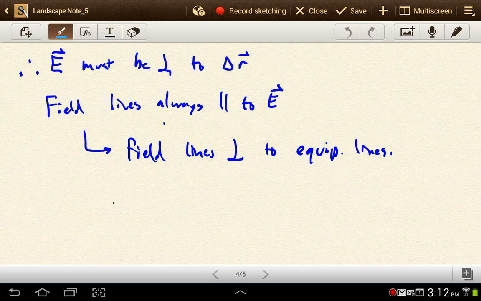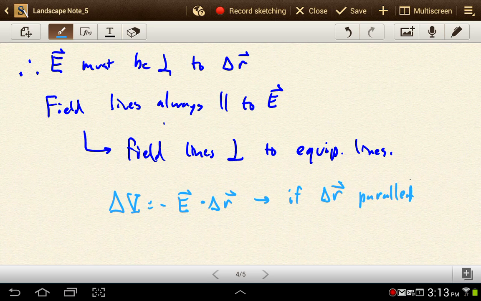So if you have delta V equals negative E dot delta R, then if delta R is parallel to the electric field, so this is the case where you know what direction the electric field is going, and you pick delta R to go parallel to it, then delta V is going to be negative, and when these two are parallel, the dot product of them is just their magnitudes multiplied, so it's negative E times the magnitude of your delta R vector.